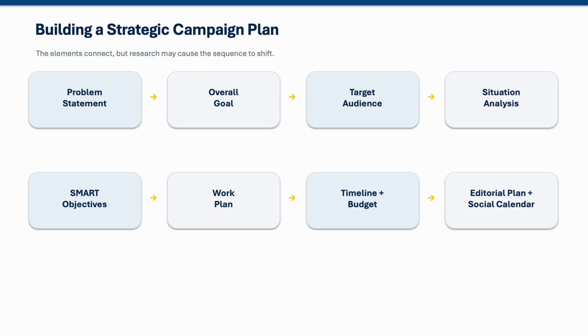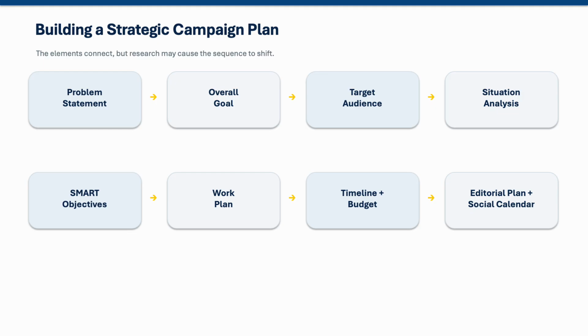So, how do these pieces come together in a campaign? We might begin with a problem statement and an overall goal. We then identify our target audience and conduct a situation analysis.